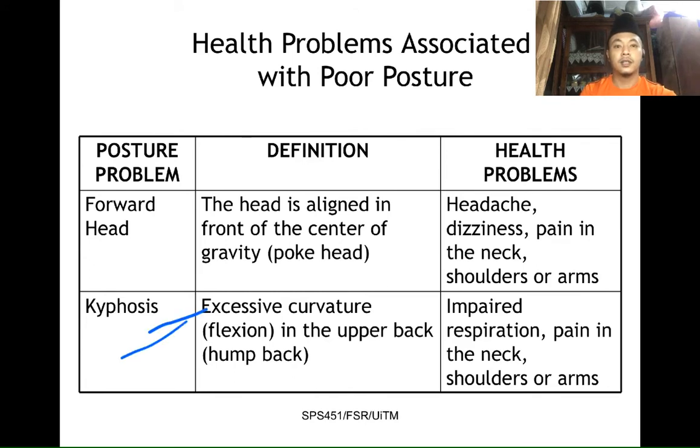Next is kyphosis, excessive curvature, flexion in the upper back, hump-back. The health problems are impaired respiration, pain in the neck and shoulder or arm. Okay, when we talk about kyphosis, tu maknanya kalau awak tengok orang tu jalan bongkok je, kyphosis lah tu. At least minimal ke, maximal ke, biasanya minimal je lah. Sebab tu tak nampak sangat.